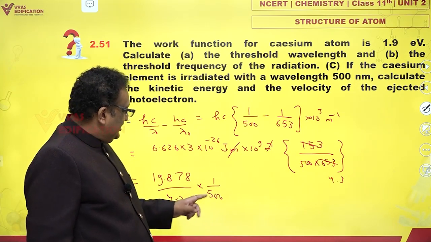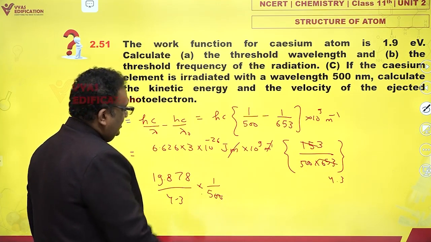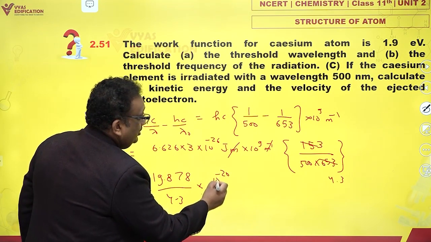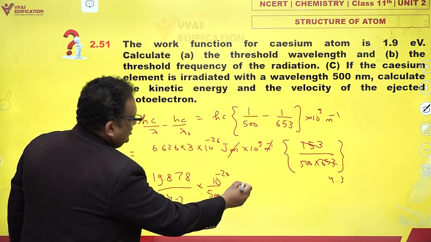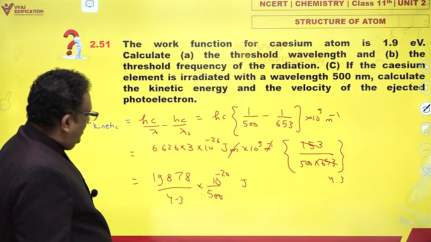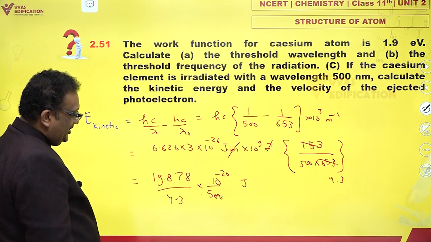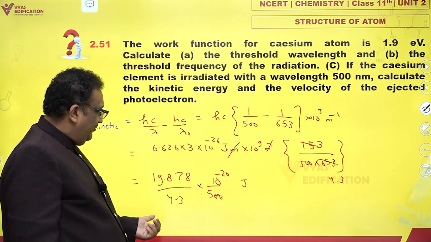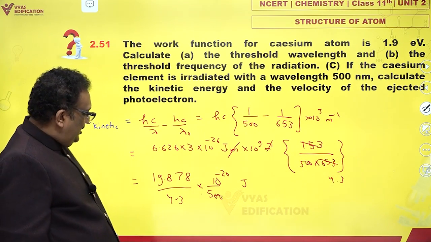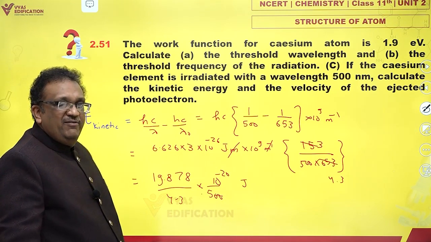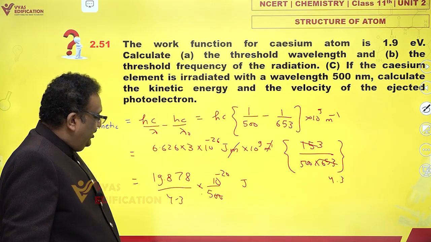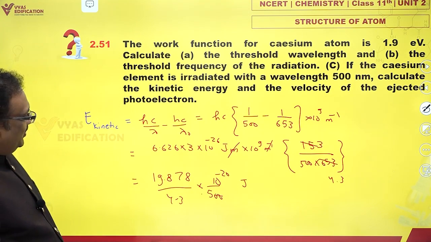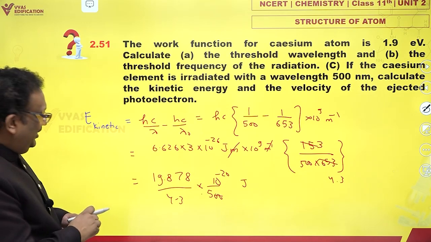10 raised to minus 26. I take off this. That makes it minus 29 plus 9, 10 raised to minus 20. How much is this? This is joules. Such a wondrous change. Let me say this is around 20. No, 40. 40 by 4.3, a little less than 40 divided by 4.3. That would be around 9. Roughly 9 into 10 raised to minus 20 joules, roughly.